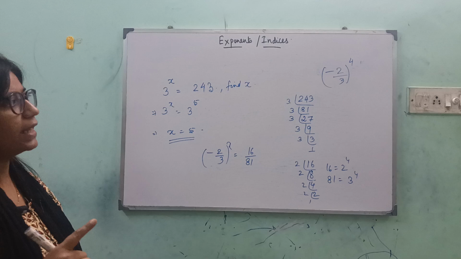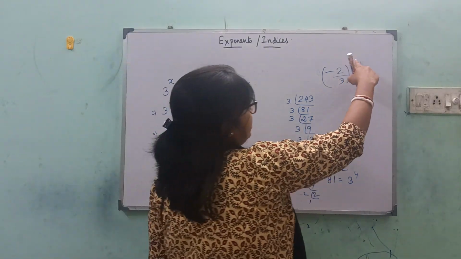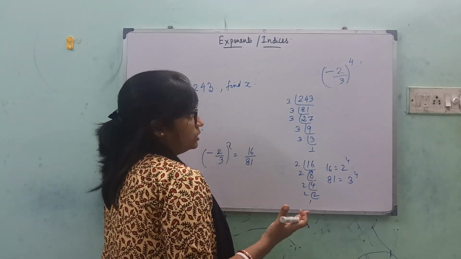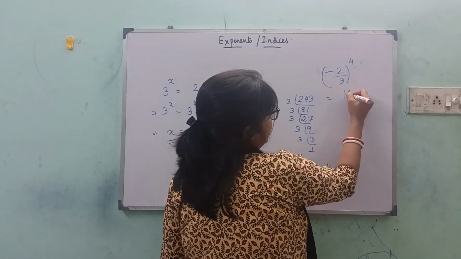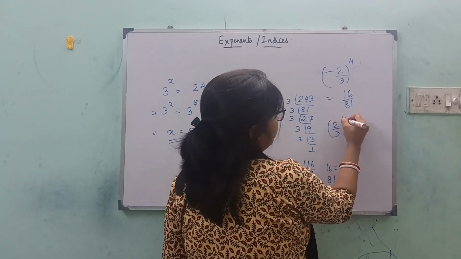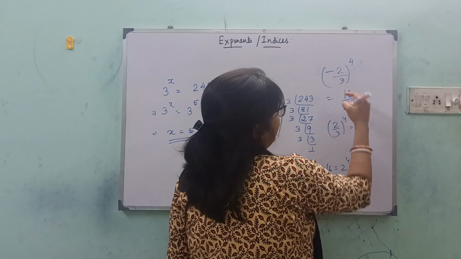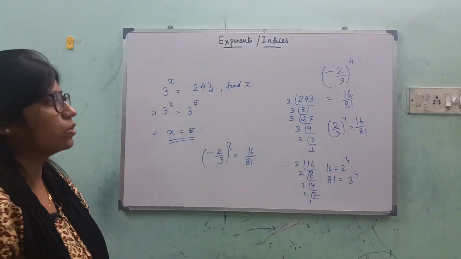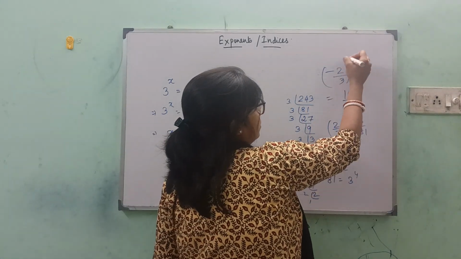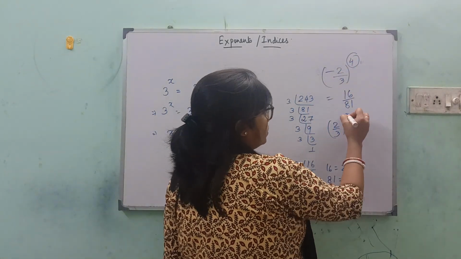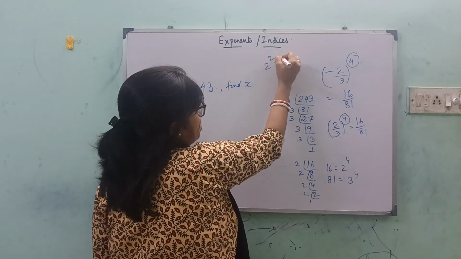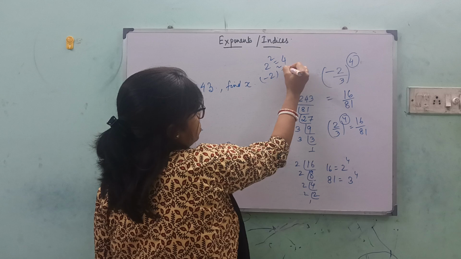Now minus 2 by 3 has a negative sign. When it is raised to an even power, the negative sign gets dissolved to a positive sign. So here automatically you are getting 16 by 81. So 2 by 3 whole to the power 4 is also 16 by 81, and minus 2 by 3 whole to the power 4 is also 16 by 81. Why? Because of this even power. For an even power, both of them will have the same value, because 2 squared is 4 and minus 2 squared is also 4.